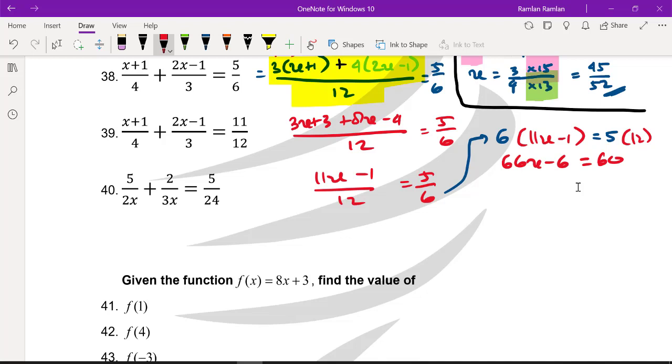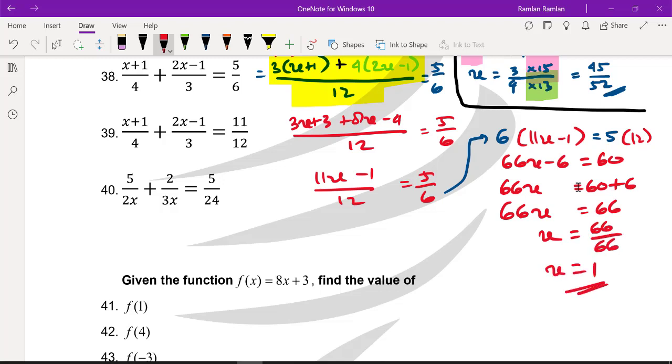Now, this minus 6 goes to the right side. I mean, add both sides by 6. You'll get 60 plus 6. So 66x equals to 66. So x equals to, divide both sides by 66, and you will get 1.